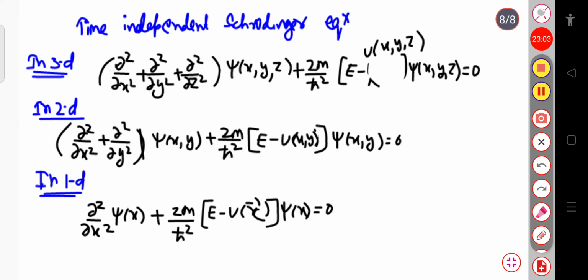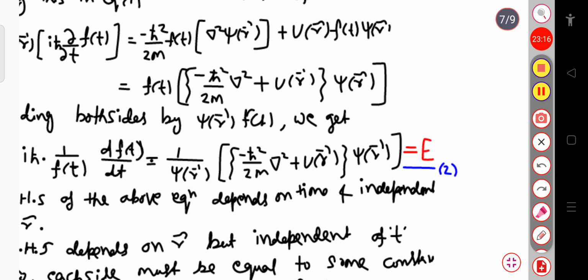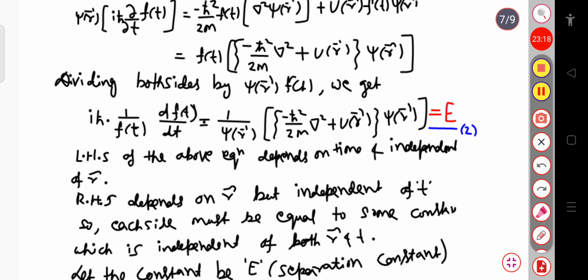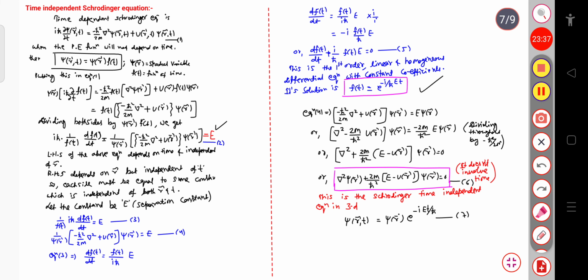Now in the next class we will see what is the significance of this separation constant energy. You can see I have written it here. While we separated this term, this is the energy constant, or simply called the separation constant, and I have denoted this as E. In the next class we will see its significance. So this is all for today, the time independent Schrodinger equation in 1D, 2D and 3D.